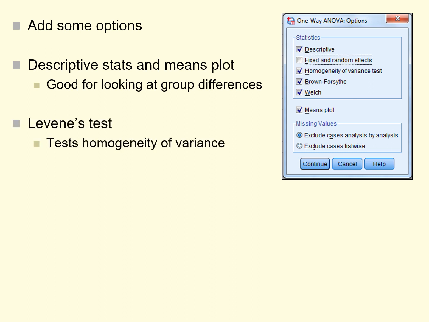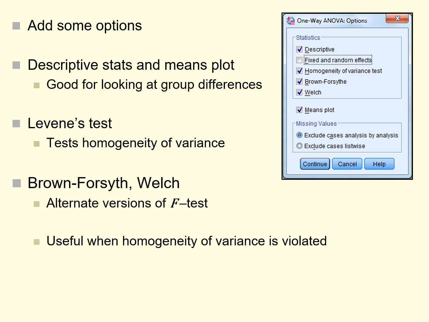Levene's test is a kind of standard test for the assumption of homogeneity of variance. I'll talk about that a little bit in this lecture and in future lectures. And the Brown-Forsythe and Welch tests are alternatives to the F statistic, which can be used in situations where the assumption of homogeneity of variance has been violated. So, just for fun, let's select those as well.